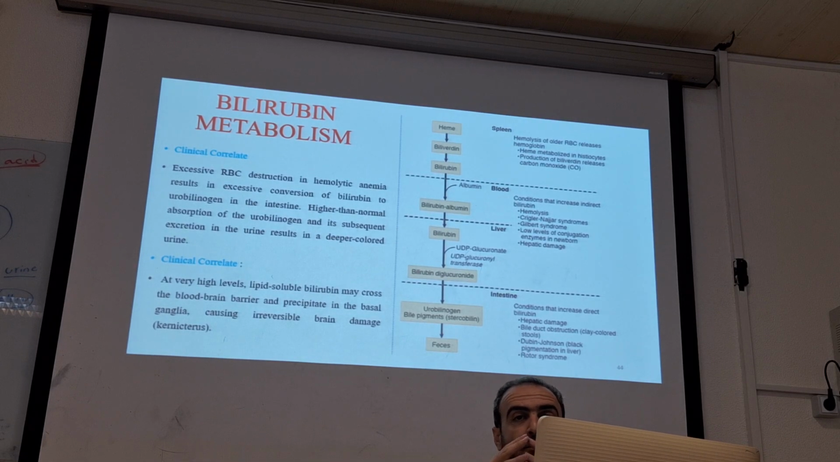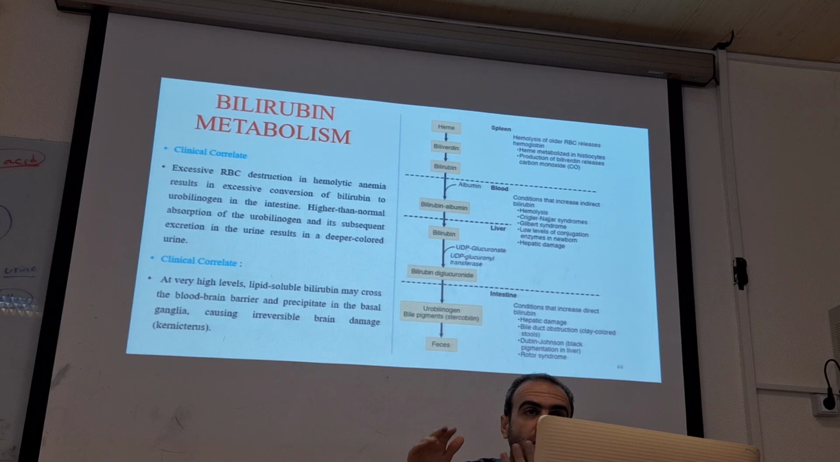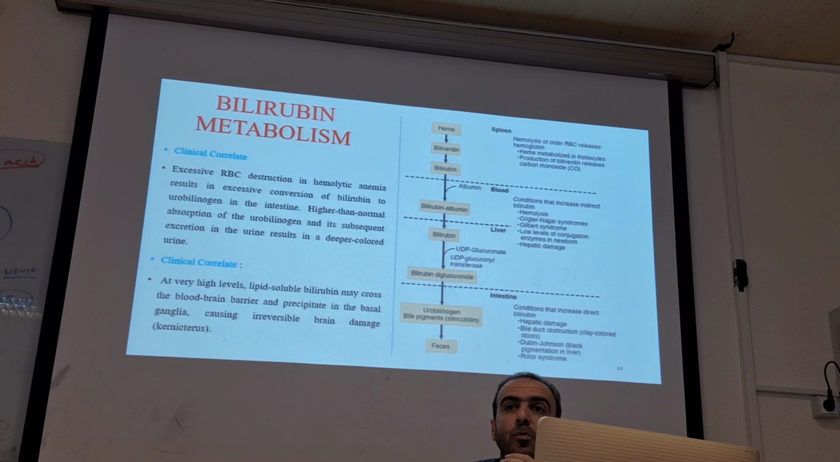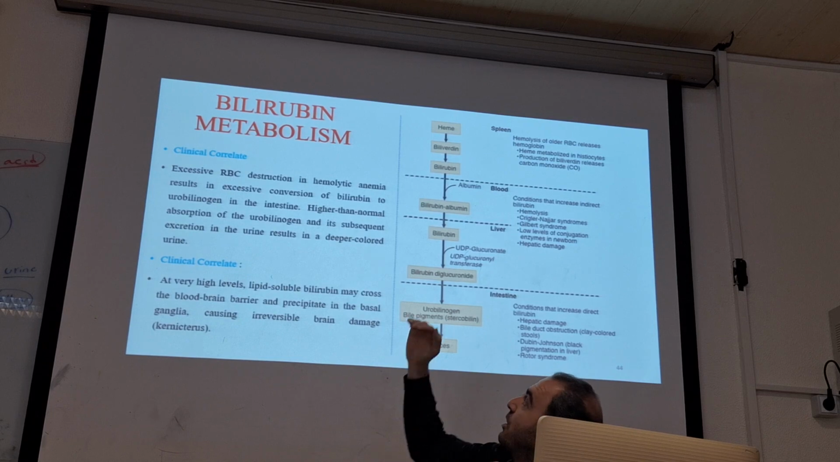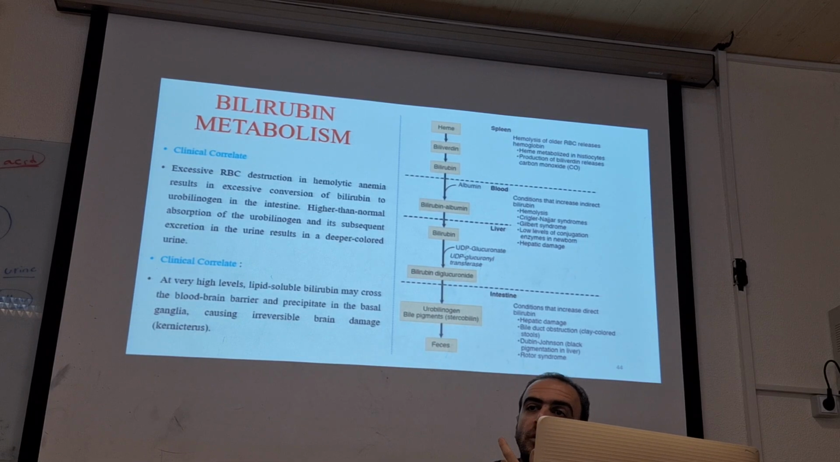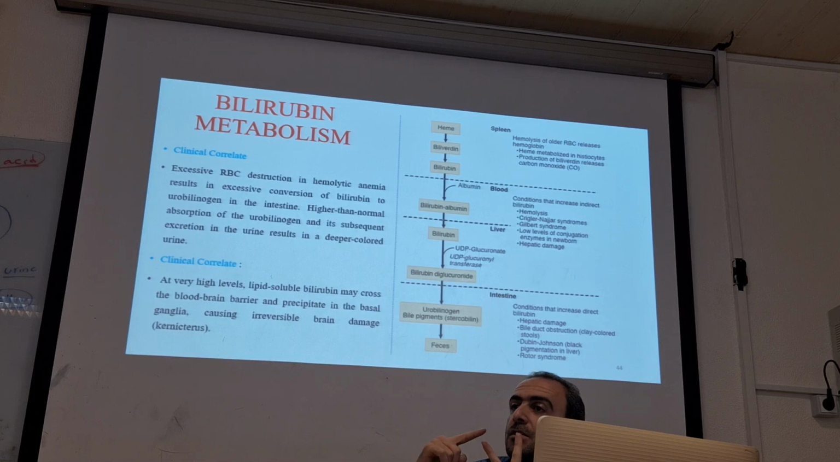So, we can divide heme metabolism into 3 parts: before the liver, inside the liver, and after the liver. We call them the prehepatic, hepatic, and post-hepatic parts. If we have a dysfunction in each part, it leads to jaundice. So we have 3 kinds of jaundice: prehepatic jaundice, hepatic jaundice, and post-hepatic jaundice.